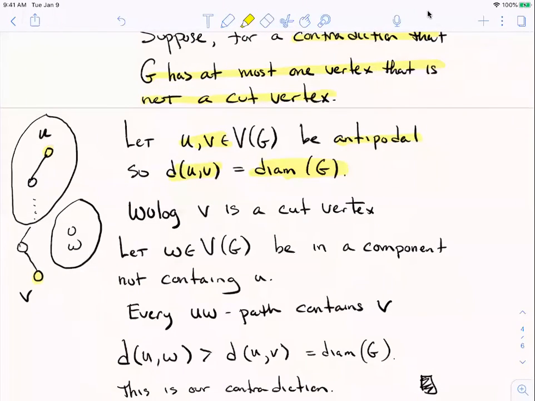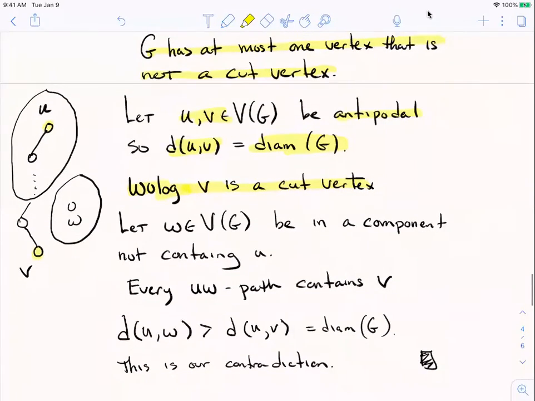We're assuming that this graph has at most one vertex that isn't a cut vertex. So one of those two vertices, U and V, has to be a cut vertex without loss of generality. Let's say it's V. They both can't be non-cut vertices. That's the assumption I'm making, so we might as well assume it's V. Now, like the picture suggests, pick a vertex W that's in a component.